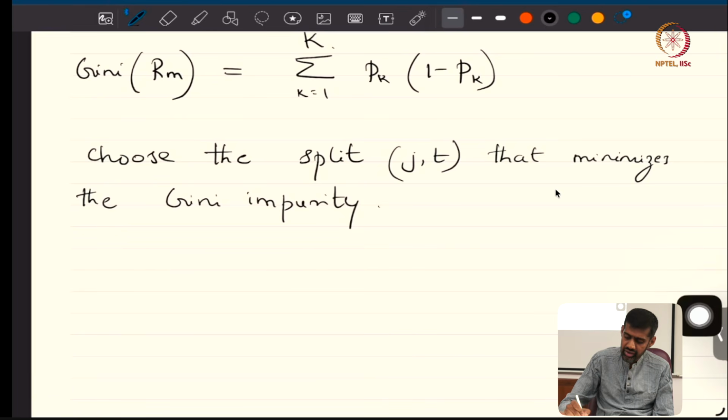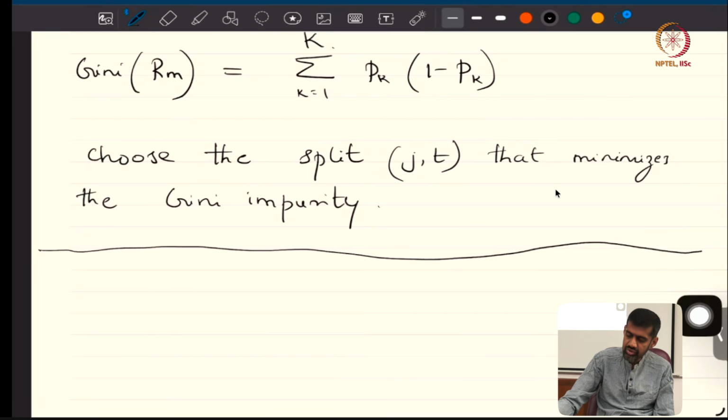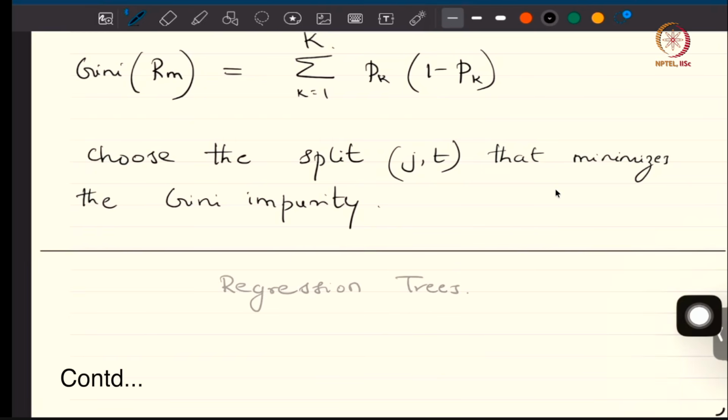Okay. So far we looked at decision trees for classification. What do we do for regression? We will stop here and continue in the next lecture.